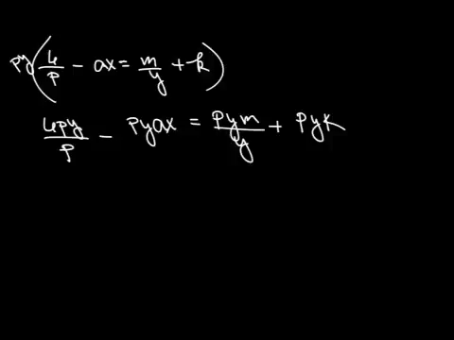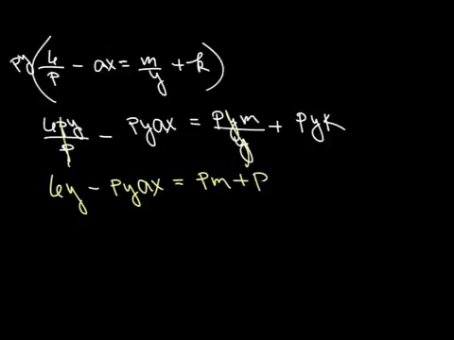Then we cancel. This is the reason we multiply by it, so we could get rid of our denominators. You will always be able to get rid of your denominators. If you can't, then you did something wrong. And so that leaves me 6y minus pyax equals pm plus pyk. Alright, so I'm trying to solve this for p. So that means I've got to get all the p's on one side, so I need to add this whole thing to both sides.